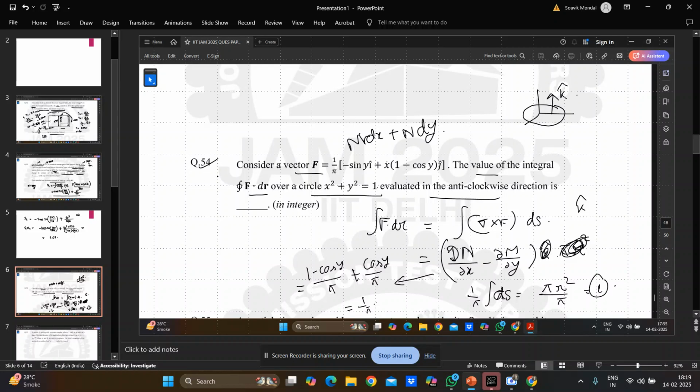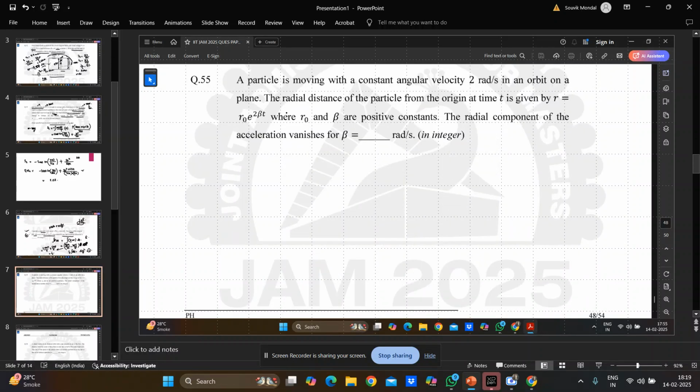So this is a simple problem, you should get 2 marks from here. Again, this is a simple problem, you should get 2 marks from here.